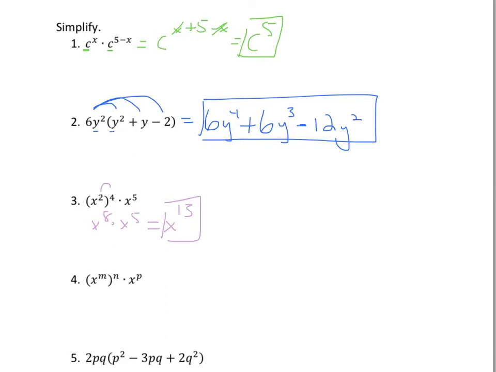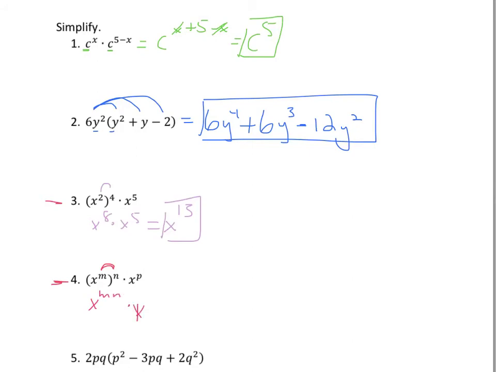And down here at the bottom, x to the m to the n times x to the p. This one probably looks a little bit harder to you guys, but if you look at 3 and 4, they're the exact same problem. I just took out the numbers for exponents and put in variables. So it's the same exact process. Do the power to the power first. So m times n is just mn. You can't combine them. Times x to the p.